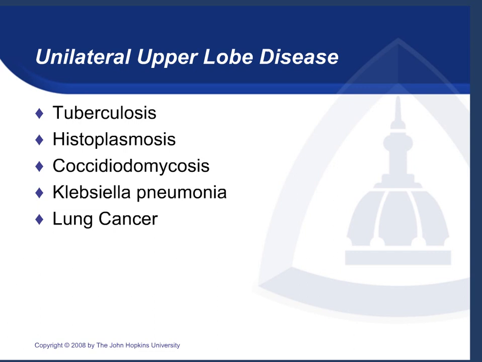When we see upper lobe disease that's only on one side, we really have to think about infections and cancer. And the infections that do that are tuberculosis, histo, cocci, Klebsiella pneumonia. Remember I showed that x-ray before? That's a classic board question in a patient who may have passed out and aspirated. And then lung cancer. Okay? Those few things, infection and cancer.